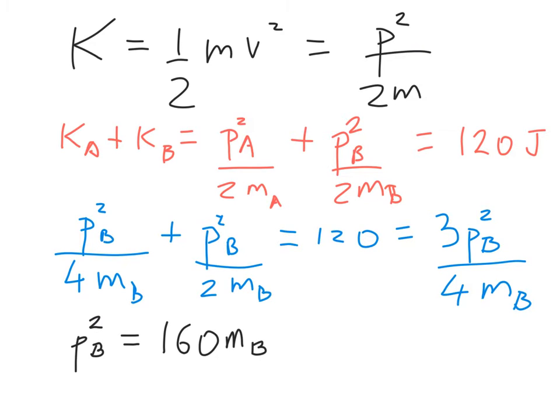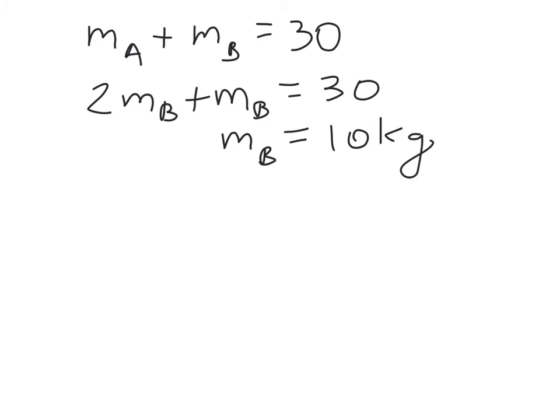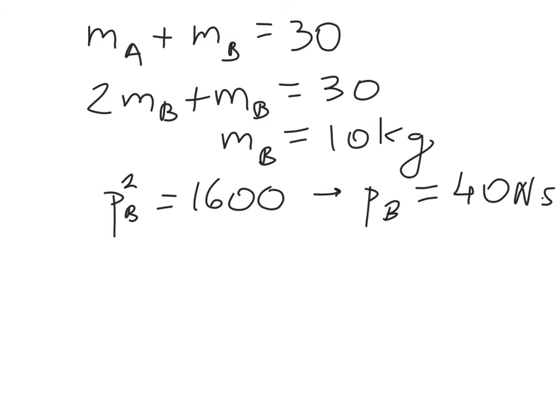Solving this, we have PB squared is equal to 160 times MB. Now to go further, we need to use that last piece of information, which was that the total mass, MA plus MB, was 30 kilograms. Using that piece of information, along with the fact that the mass of A is 2 times the mass of B, we find that the mass of B is 10 kilograms. Plugging this in, we have that PB squared is equal to 1600, or in other words, PB is equal to 40 newton seconds. That is the magnitude of the momentum of B. Thus, PA would also have the same magnitude.